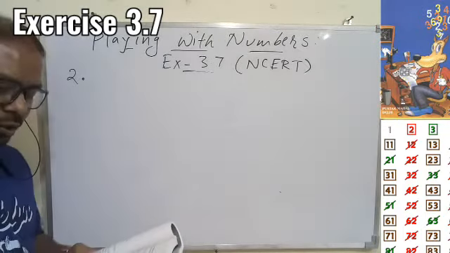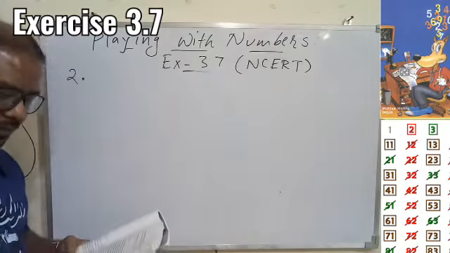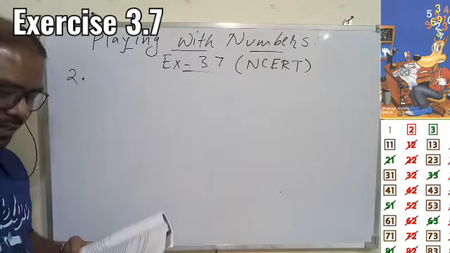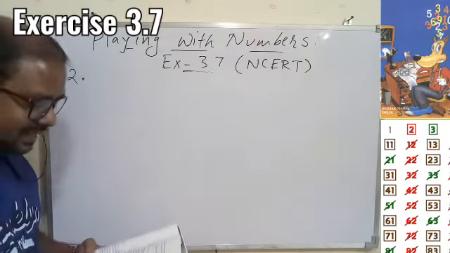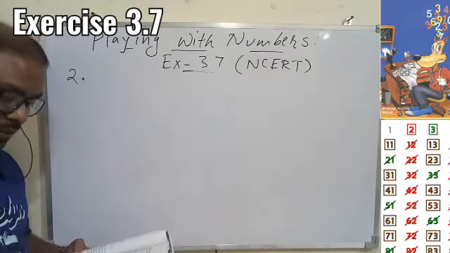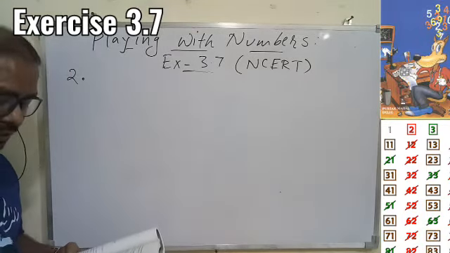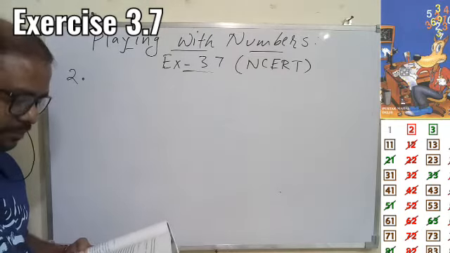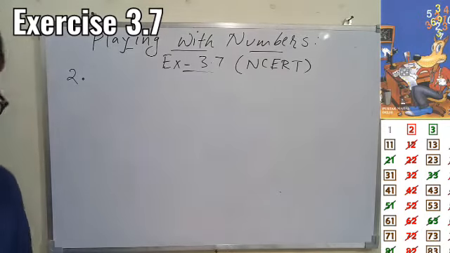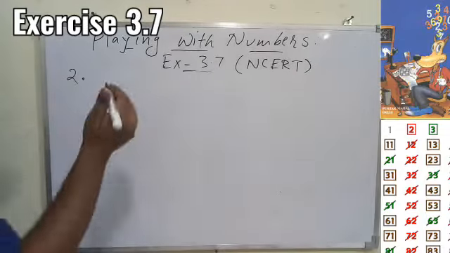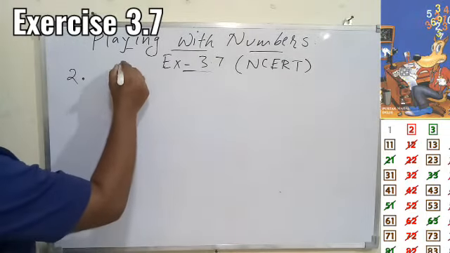Number 2 says that 3 boys step off together from the same spot. Their steps measure 63 cm, 70 cm and 77 cm respectively. What is the minimum distance it should cover so that all can cover the distance in complete steps? So let's understand the question very first.